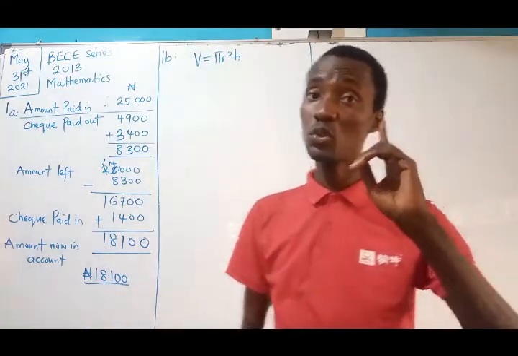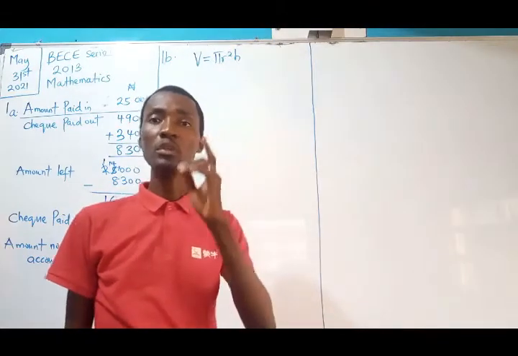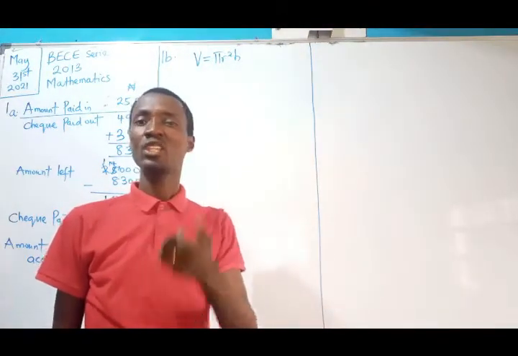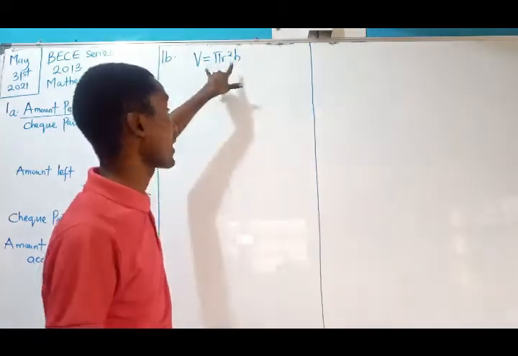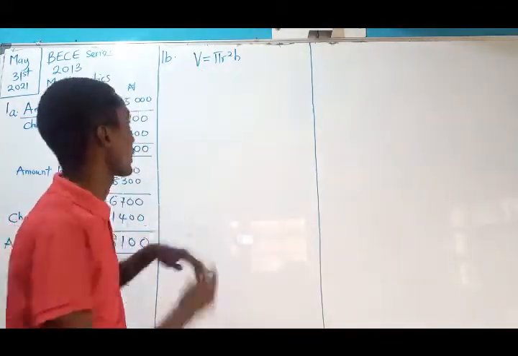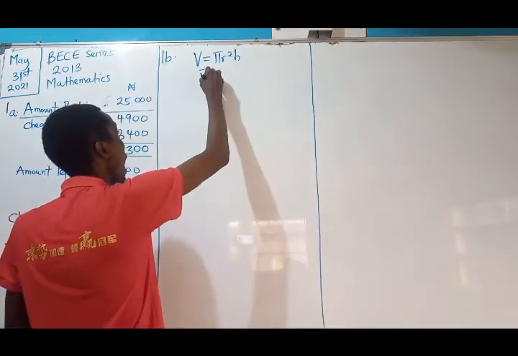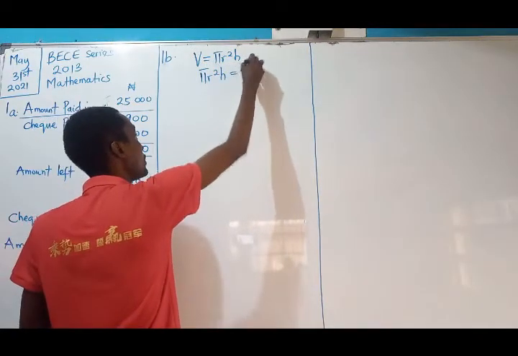The first thing you need to do here is this. The rule for change of subject of formula is that the subject must be on the left hand side. So you need to rewrite this. That's the first thing you need to do, rewrite this. And that will give you pi r squared h equal to v.